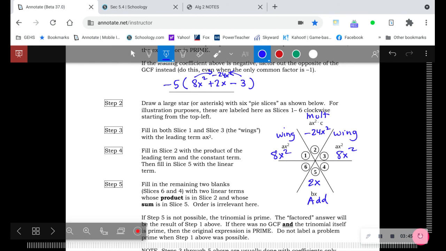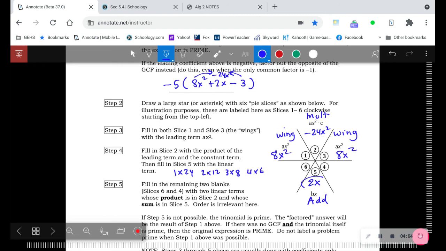Okay, so the numbers that multiply to give 24, I'm going to list them here. We could have 1 times 24, 2 times 12, 3 times 8, and 4 times 6.